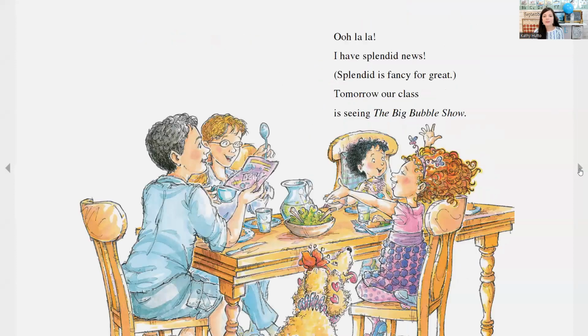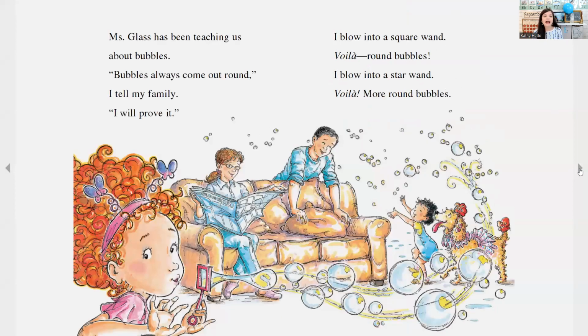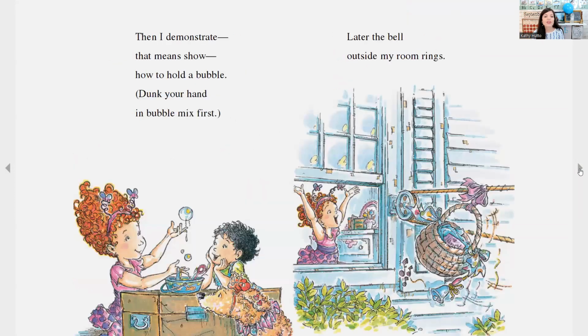Ooh la la! I have splendid news. Splendid is fancy for great. Tomorrow our class is seeing the Big Bubble Show. Mrs. Glass has been teaching us about bubbles. Bubbles always come out round, I tell my family. I will prove it. I blow into a square wand. Voila! Round bubbles. I blow into a star wand. Voila! More round bubbles. Then I demonstrate, that means show, how to hold a bubble. Dunk your hand in the bubble mix first.